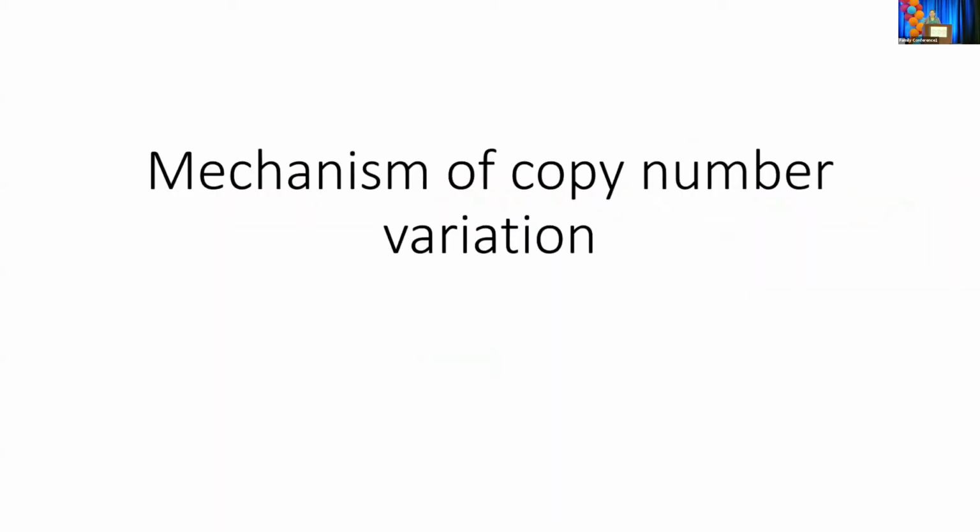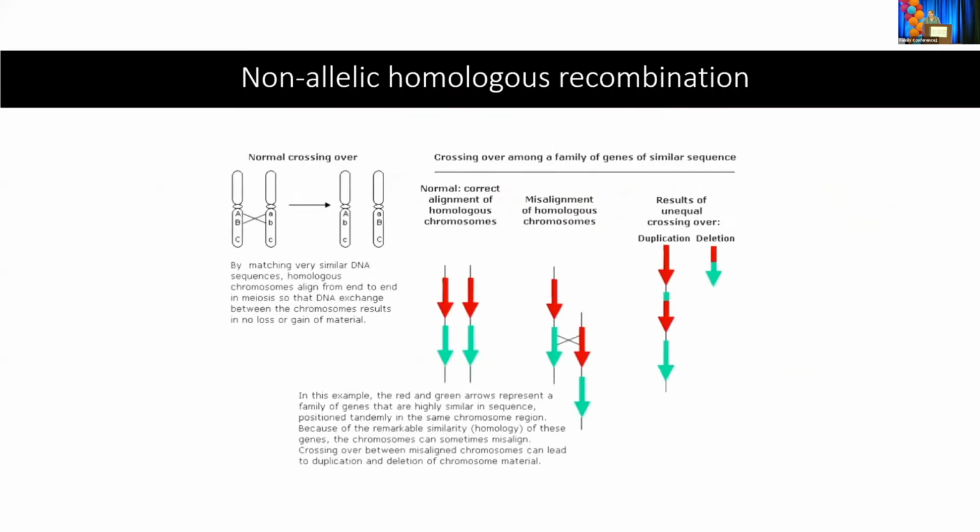So we're going to talk a little bit about mechanism of copy number variation, and you couldn't have more different chromosomal changes in this room. So you're going to hear about pretty much all the different changes that you could see in genetics. So the most common mechanism by which we see these copy number variants is something called non-allelic homologous recombination. So this is what I described earlier.